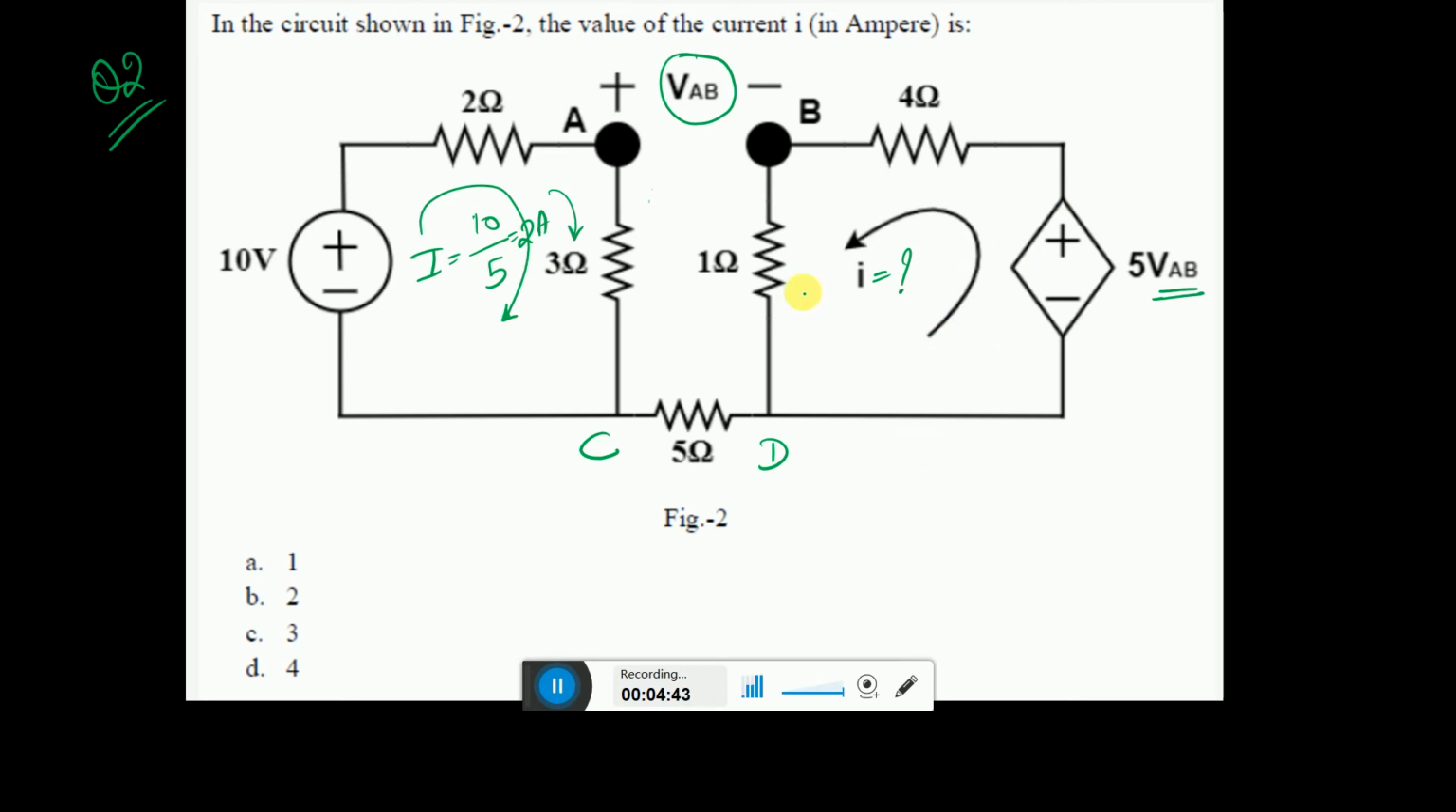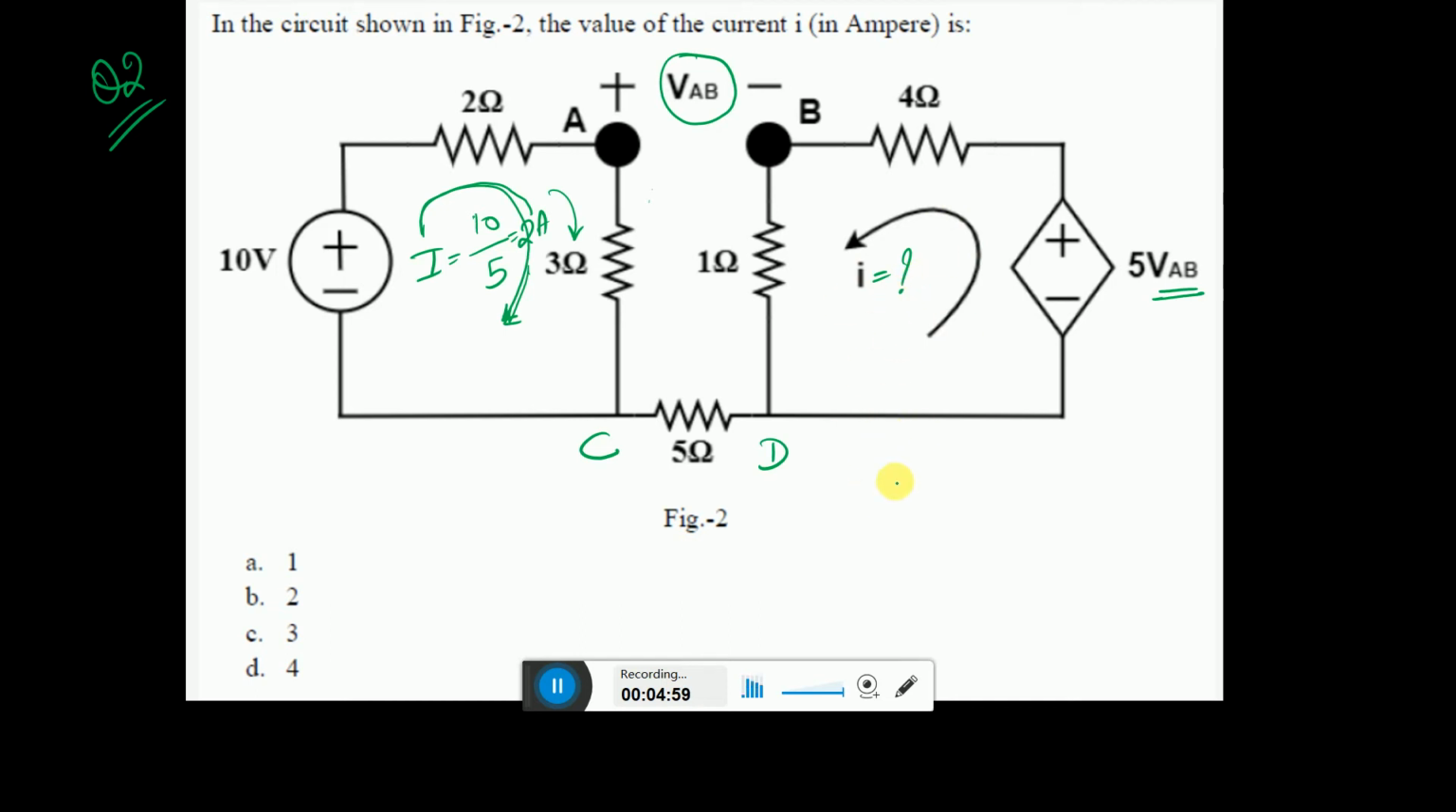So let us apply the KVL in this closed path in anti-clockwise, because the question is given in the anti-clockwise here. It doesn't matter, because if you apply clockwise in this direction and here you are making anti-clockwise, it will not make any difference in the solution.